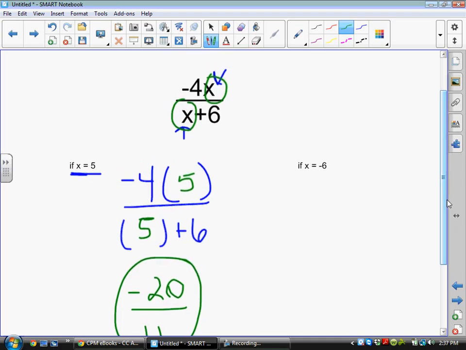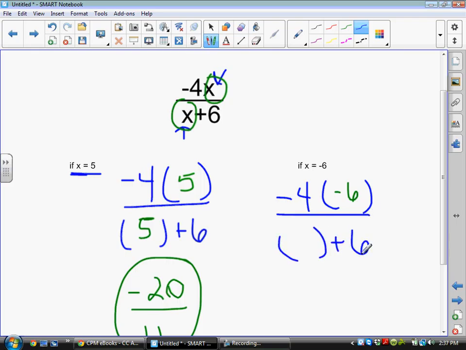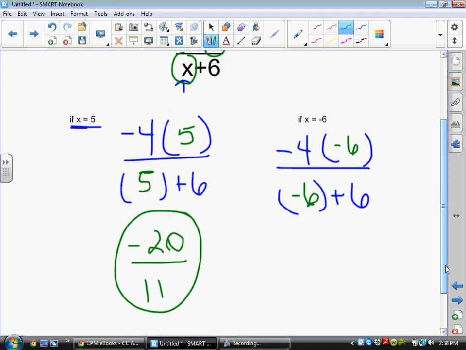If you look at this other one here, we're saying x is worth negative 6. So I'm going to, again, write my expression, but replace the x with the negative 6. Okay, so we just replaced x with that number. We're plugging it in. So we're going to start with the numerator. Negative 4 times negative 6 should be a positive 24. The denominator, negative 6 plus 6, is 0.